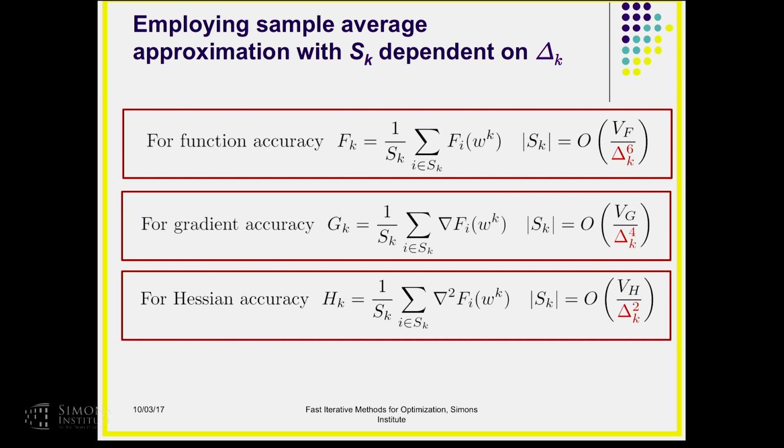Your function values have to be much more accurate than your Hessian estimates, because that's what the theory tells us. And these look horrendous because, of course, it is the trust region to the 6, 1 over that. So if the trust region is 0.1, this is 1 over a million. So it looks like really a lot. Well, with a cloud, maybe we can afford it. But it's true in some sense.